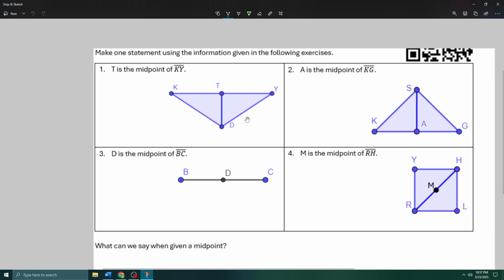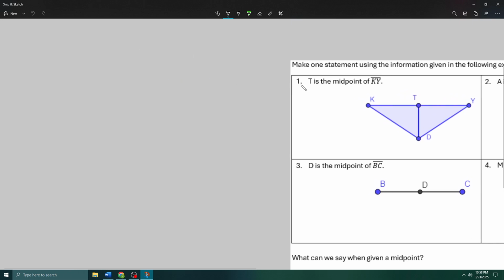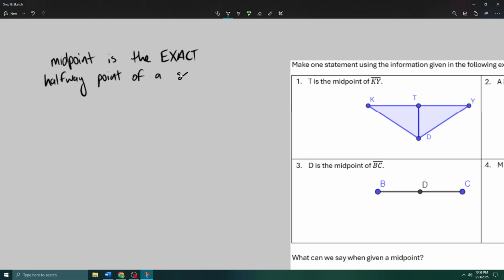So 1 through 4 is obviously about the midpoint, and all I'm asking you to do is to make one statement. And so we'll talk about that in a second. First of all, let's talk about what is the midpoint, right? So remember, the midpoint is the exact halfway point of a segment. Okay, the midpoint is the exact halfway point of a segment.